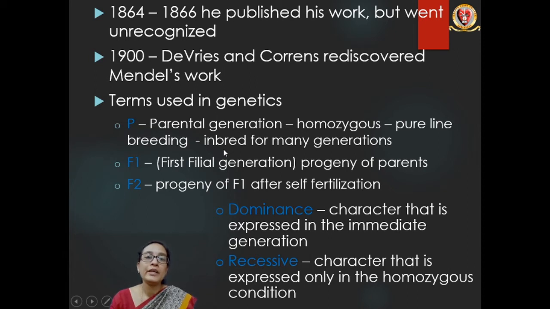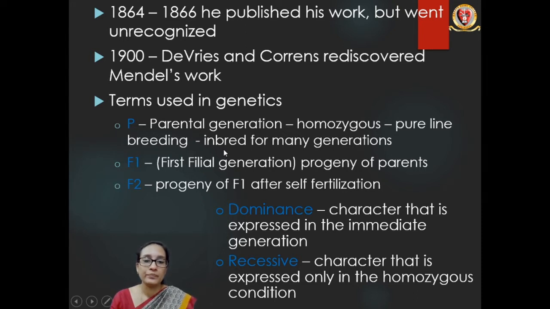Now, he did his work between 1864 and 1866, but this work went unrecognized. And later in the 1900s, it was De Vries and Correns who rediscovered Mendel's work. They did his work again and got similar results. Now there are certain terms that we will be repeating on and on, but I would like to make these terms clear to you. You would have an idea what they are, just so that we know clearly what these terms would be.